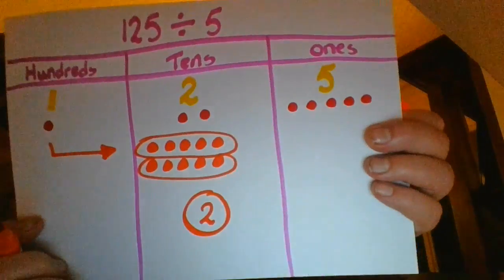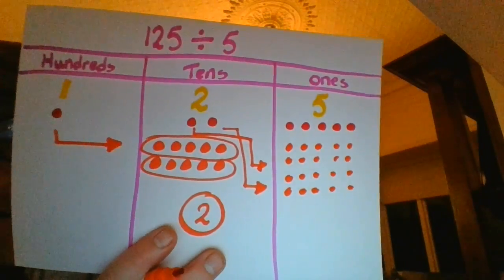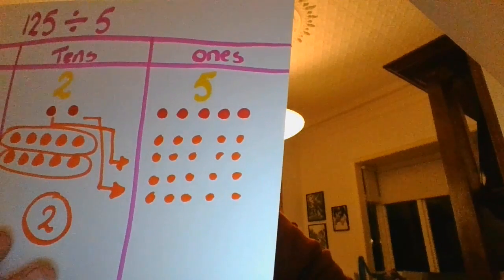Once, twice. There we go. Now we've got 2 tens left up here. So we move them to the ones column. And we go 1, 2, 3, 4, 5, and so on. So we've moved our 2 tens, we've changed them into ones and moved them to the ones column. And then we break them into groups of 5.